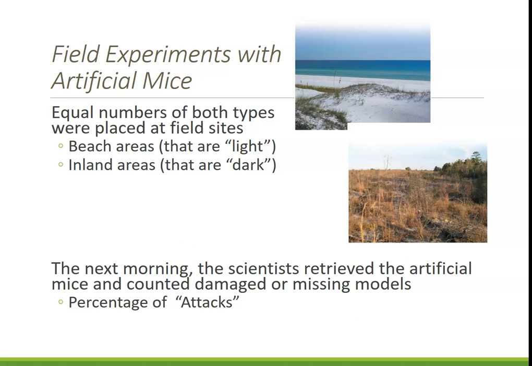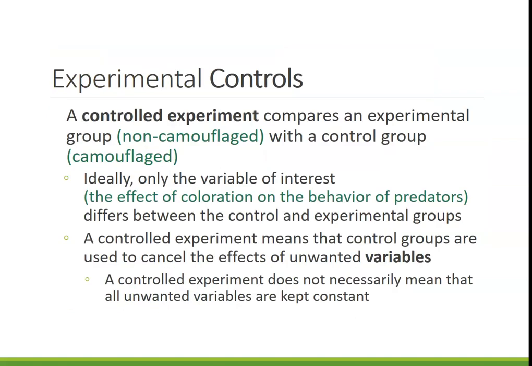The scientists and Dr. Hoekstra and the undergraduate researchers put out the mice, and then they came back the next morning to retrieve their artificial mice. And they counted how many models were missing or how many models were damaged. So they looked for bite marks or claw marks, or if a mouse was completely missing, they assumed that it was preyed upon, that someone took it away, because these model mice couldn't walk away by themselves. And so they counted those all as attacks on these mice.